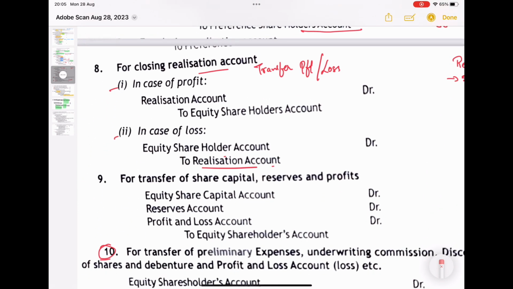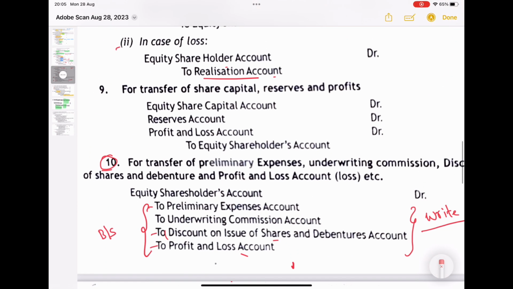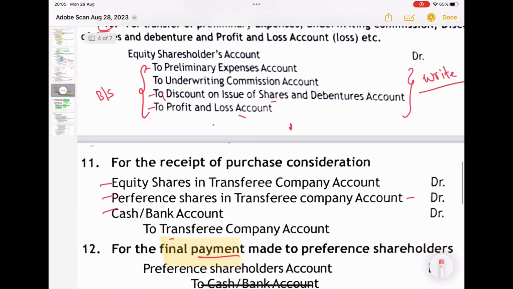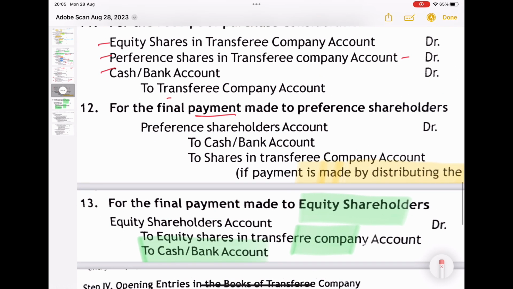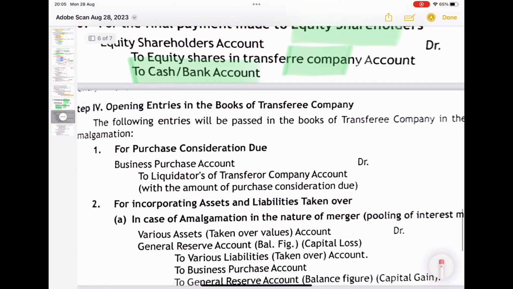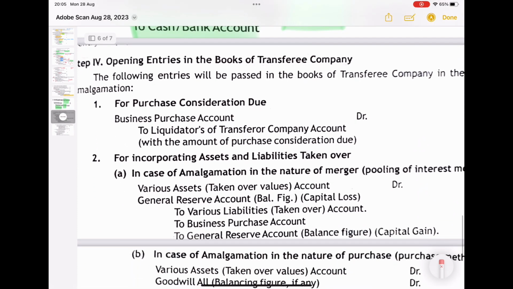After these two entries, finally we are going to make the payment for the purchase consideration, payment for preference share and payment for equity share. So these are the 13 entries we are going to pass while closing the books of accounts. Got it? So next, a new concept, only 4 entries we have.